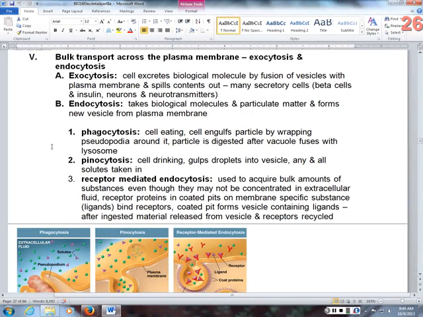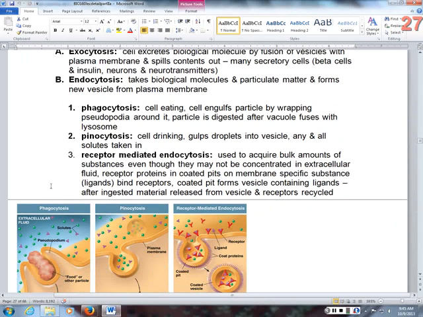So with phagocytosis, it means cell eating in there. The cell is going to engulf the particle by wrapping itself around. Cell eating implies that it is a solid particle in there. Pinocytosis, cell drinking, that implies that it's a liquid. Usually that designation is only used in cell textbooks in there. Most of the time you'll see endocytosis or phagocytosis used.